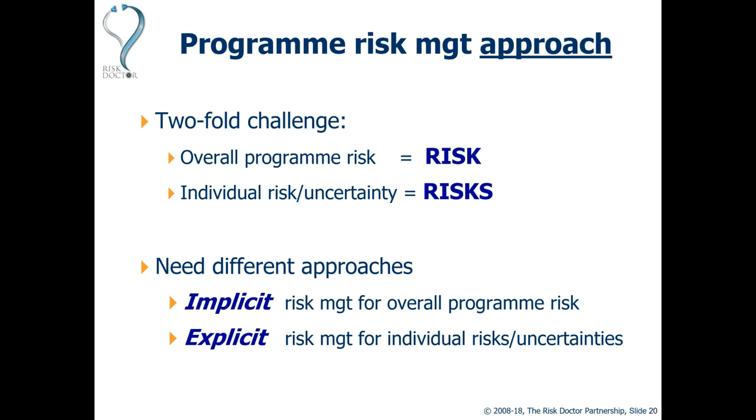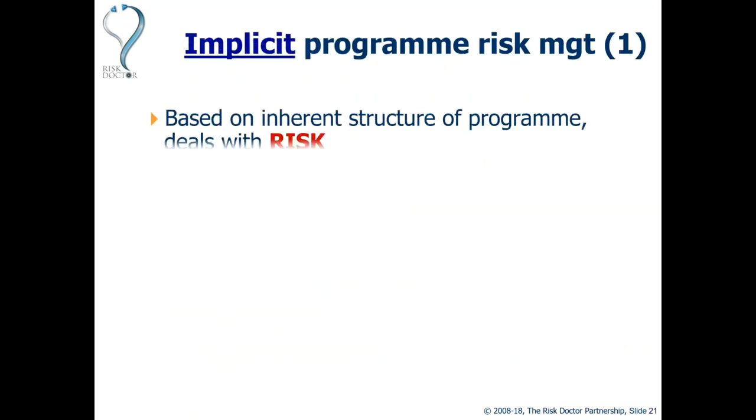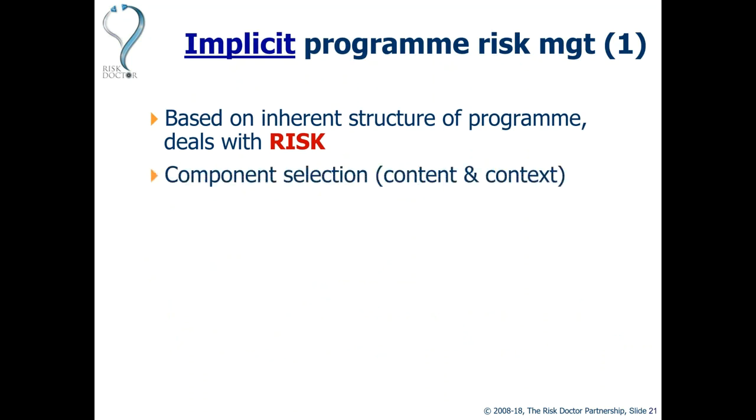And I'd like to suggest to you that this requires two separate approaches, which we might call implicit risk management in the way that we manage overall riskiness of the program, and then explicit risk management for individual risks, threats and opportunities and other uncertainties. So what do we mean by implicit and explicit? Implicit is the way that we deal with the overall riskiness, the risk of the program itself.